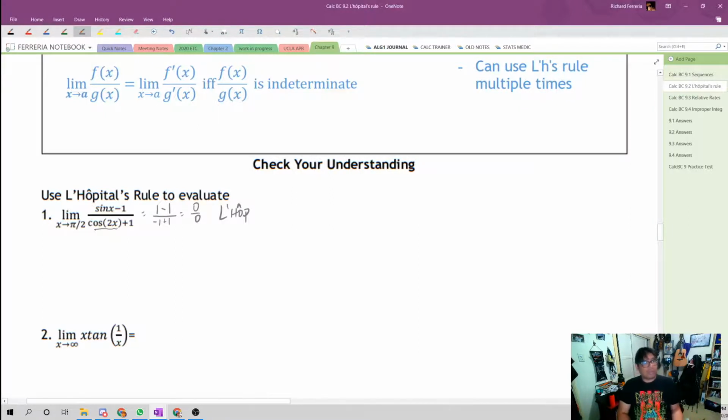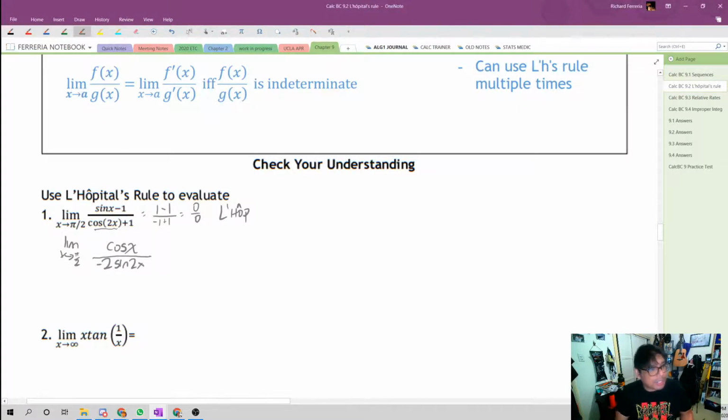So let's use L'Hopital's rule. What is the derivative of sine x? And I think I heard you all say cosine x. What's the derivative of cosine? It's negative sine. But it's negative sine of 2x, so we have to take the derivative of 2x as well. That gives us cosine x over negative 2 sine 2x.